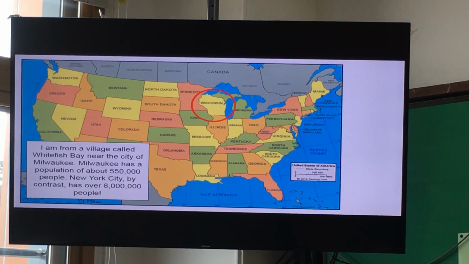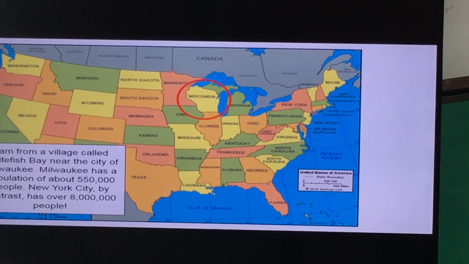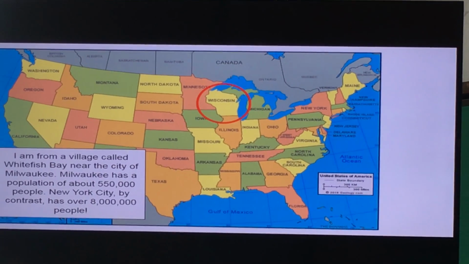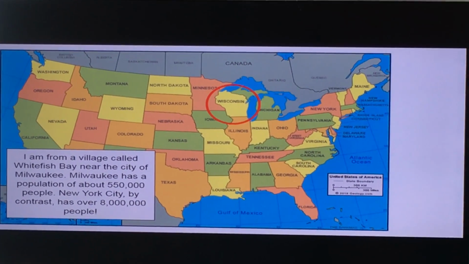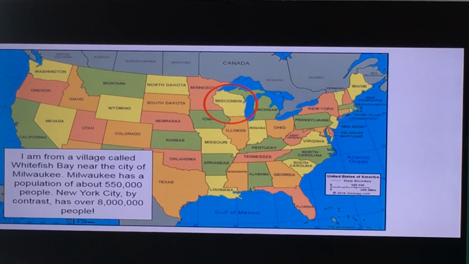Now Milwaukee is the biggest city in Wisconsin, which is not very big, right? Milwaukee's population, as you can see up here, is about 550,000 people. New York City has over 8 million people. So if you've heard of New York City before, it is much, much larger than the city where I am from. So I'm from a very rural area where there are still lots of people, but it's not a huge populated area to grow up.